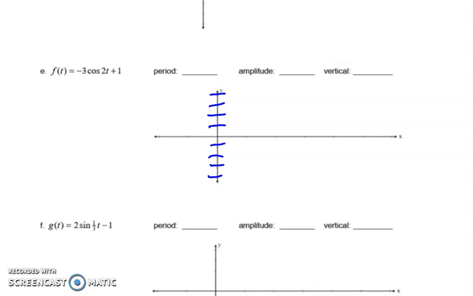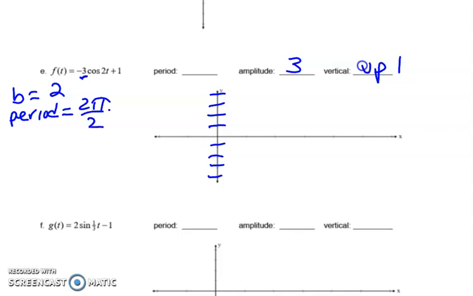We have the vertical shift up 1. We have the amplitude of 3. Amplitudes will always be positive. The negative tells us we have a direction change, so we need to determine the period. So with B being equal to 2, our period is going to be 2 pi over 2, which is just pi.